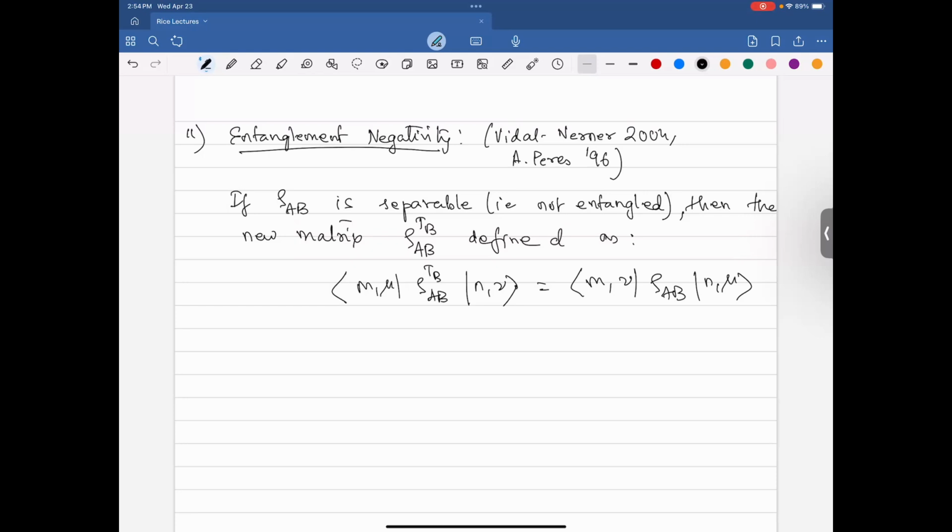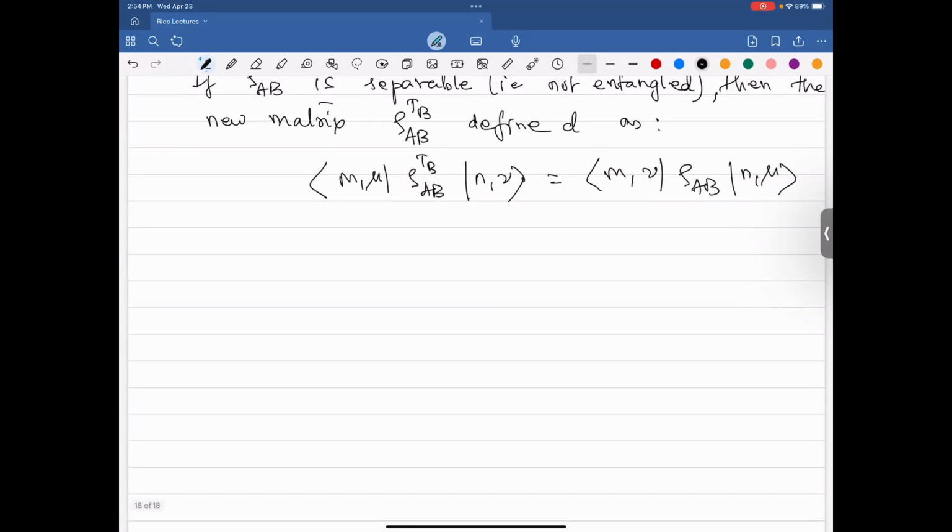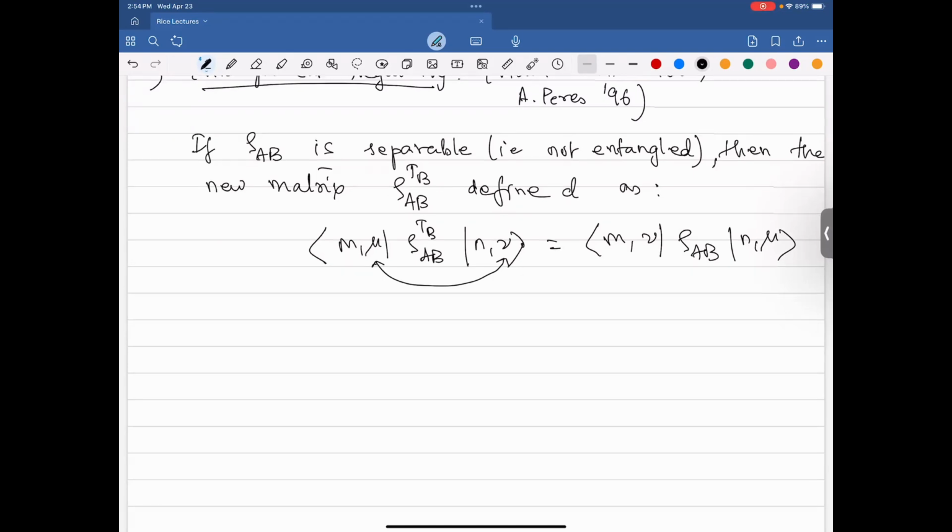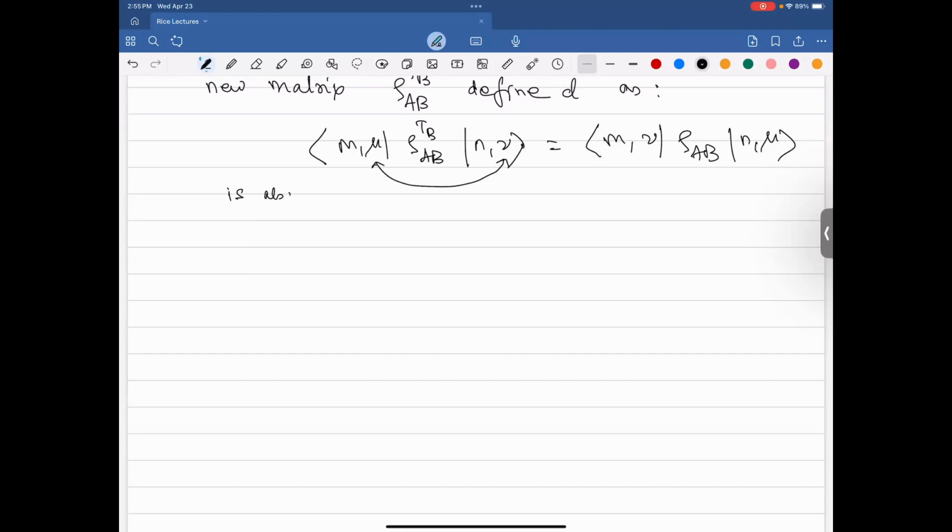So if rho AB is separable, that is not entangled, then the new matrix rho AB with a T subscript B, that's partial transposition with respect to the B subsystem. It is nothing scary. It just says that if you have mu and nu, you just switch the mu and nu on this side. The bras go to kets for the second subsystem only. So you just switch these two on the right hand side. So then to complete the sentence, the new matrix rho AB TB defined like this is also a valid density matrix.